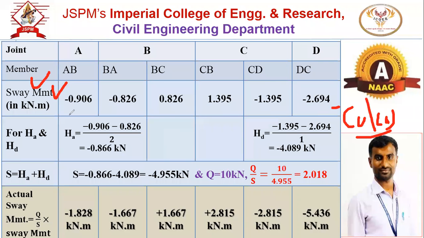So that's why in some reference books, like Theory of Structure by Ramamrutam, they will mention column A moment or the column moment. In some books, it may also be called the column moment.